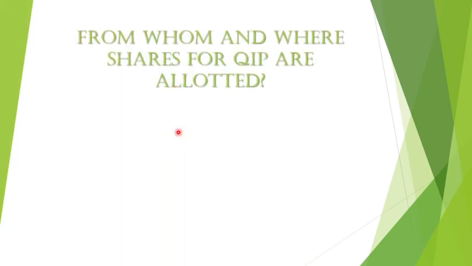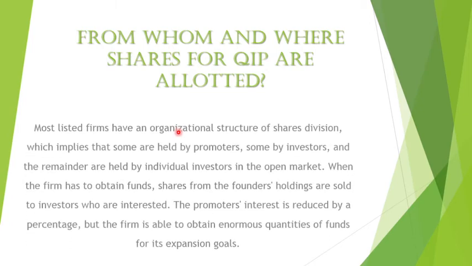In the next part we have the questions: to whom and where are shares for QIP allotted. So there were two questions, whom and where. Let's see the answer.